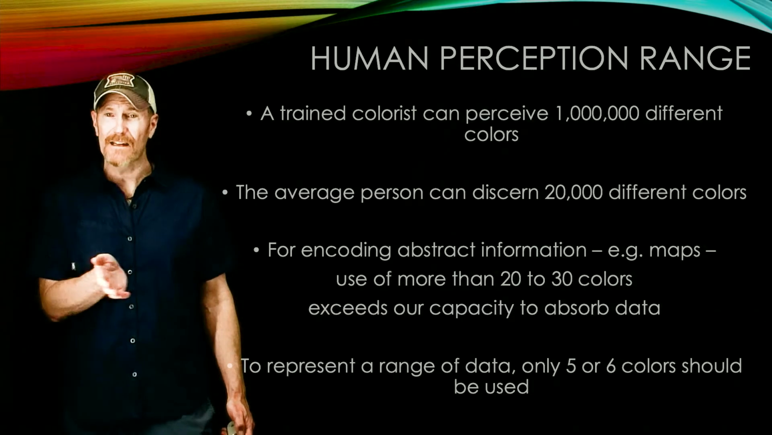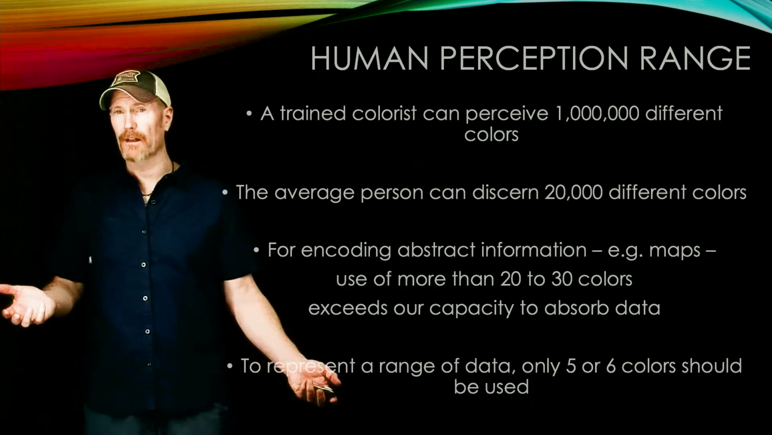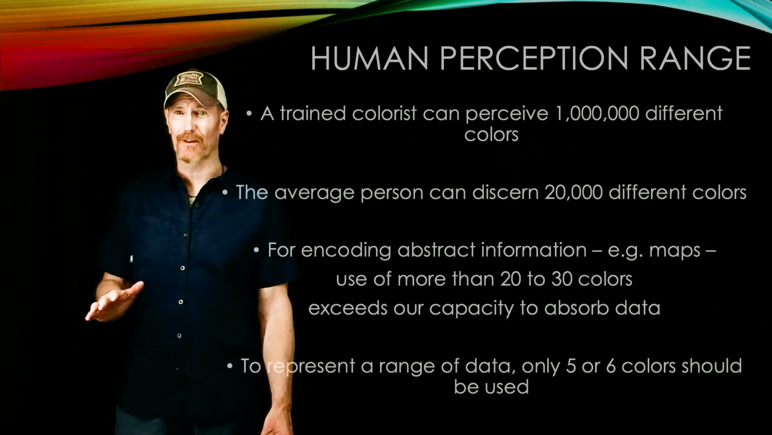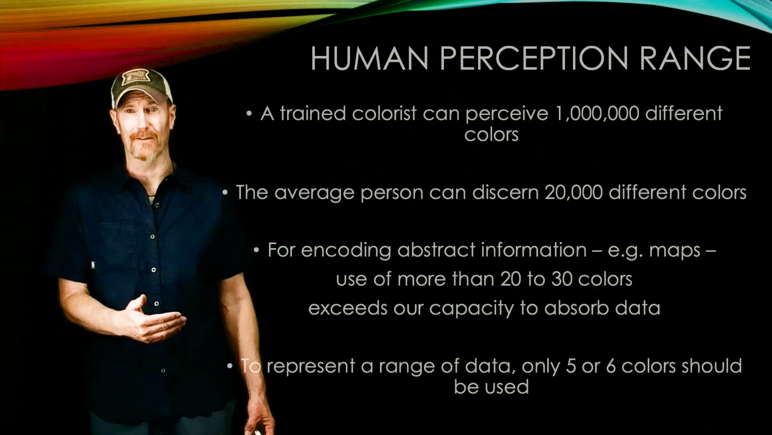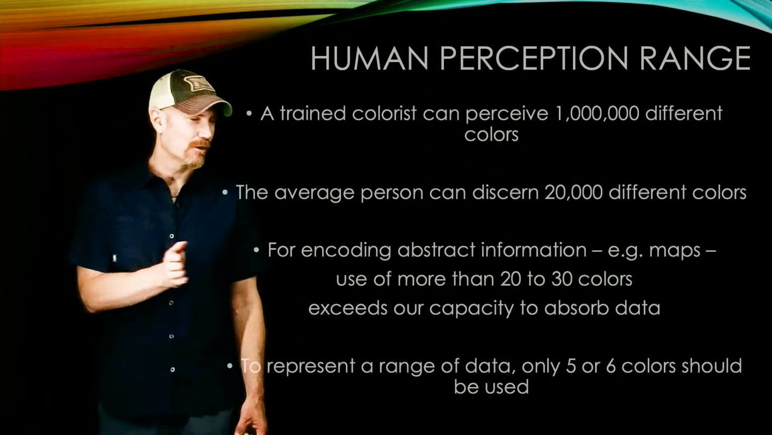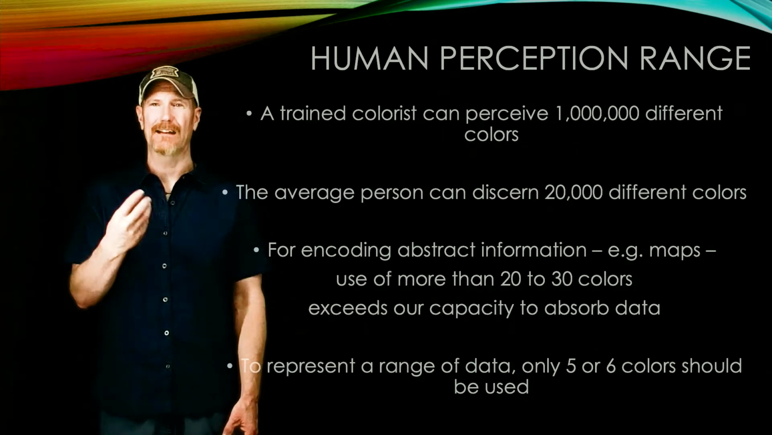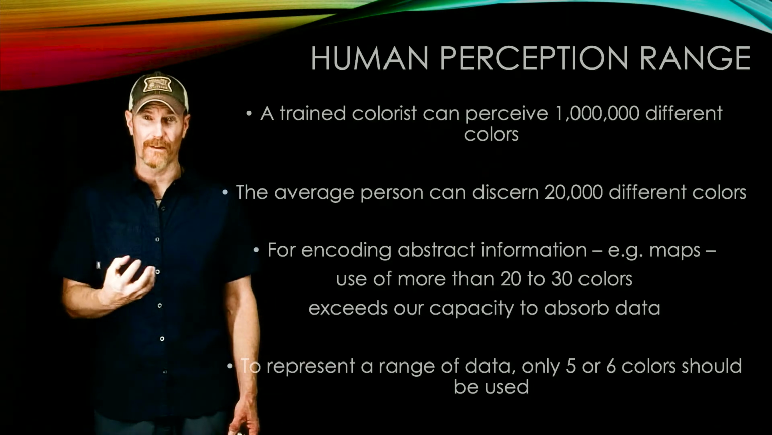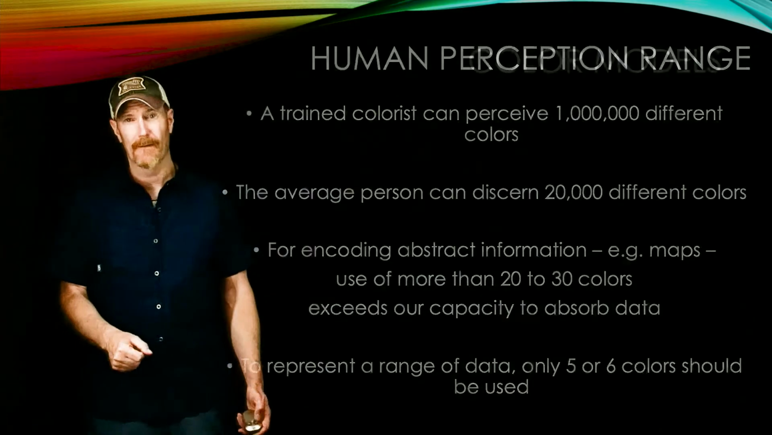To represent ranges of data, so if we're making a choropleth map, for example, let's stick to 5 or 6 colors, just like the 5 or 6 classes. Because after that, it gets very hard to go from the legend to the map to the legend and differentiate between them and actually pull the data that we want people to understand.